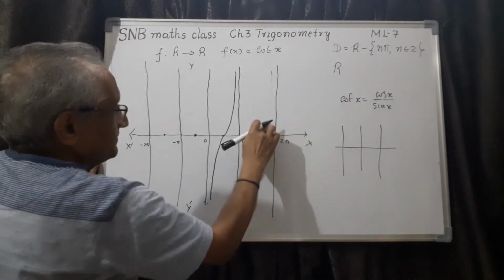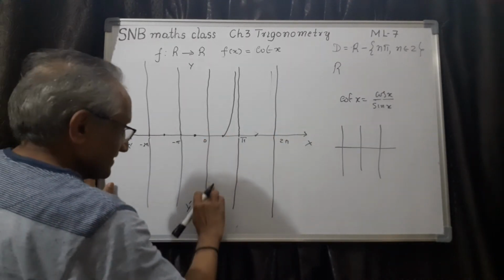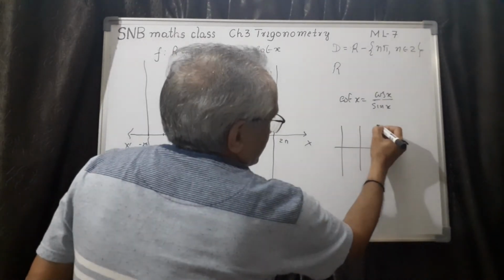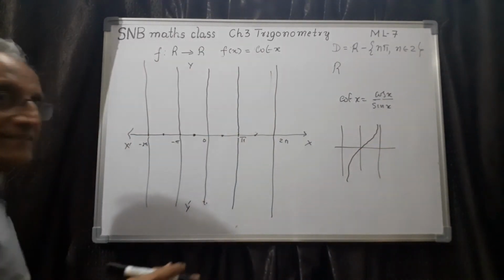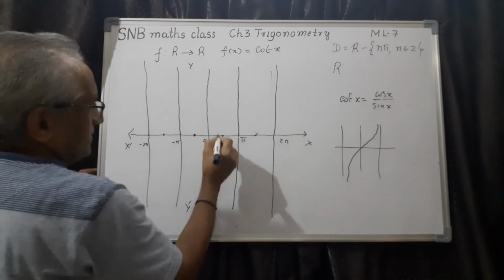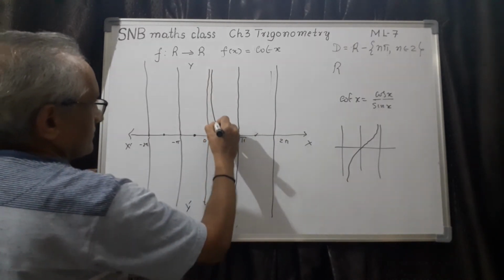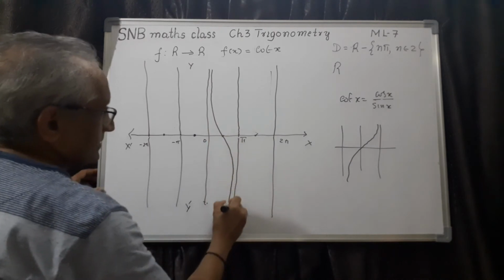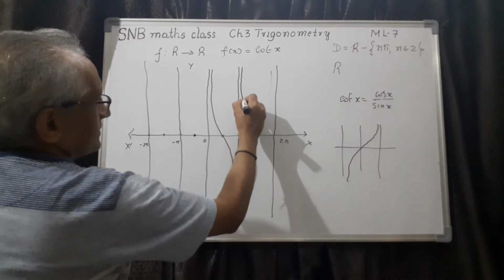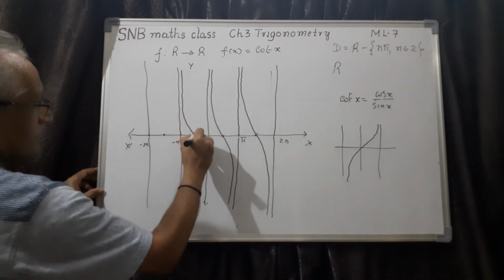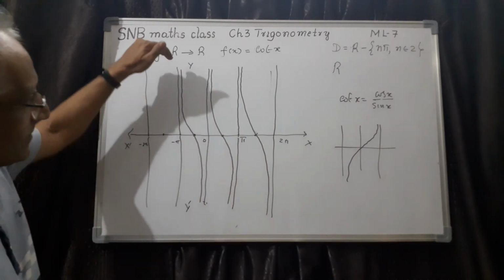Sorry, I made a mistake. I'm very sorry. So this is actually the tan graph. You have to remember this is the tan graph here. The cot graph is just reverse. So how it behaves is like this. Like this. Here also like this. And here also like this. So it is always decreasing.